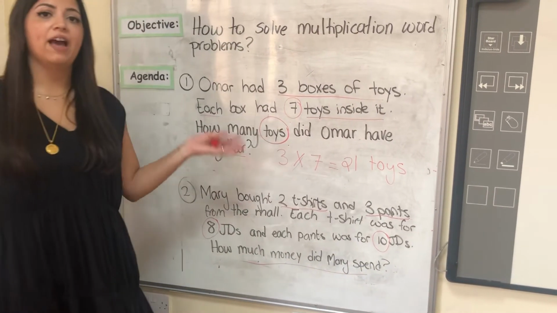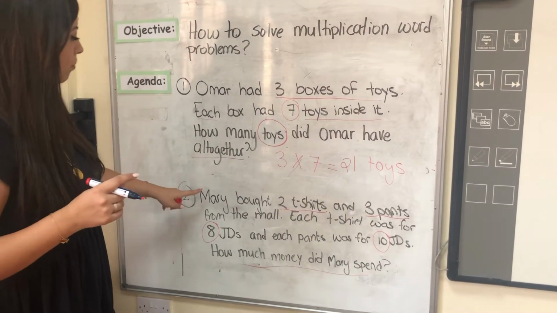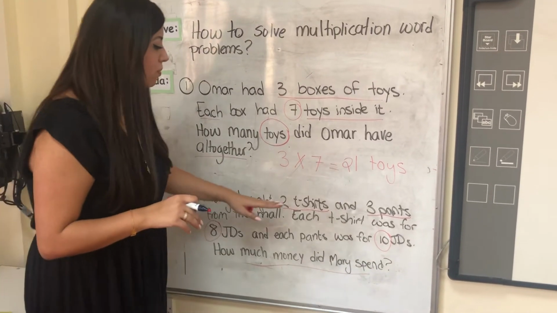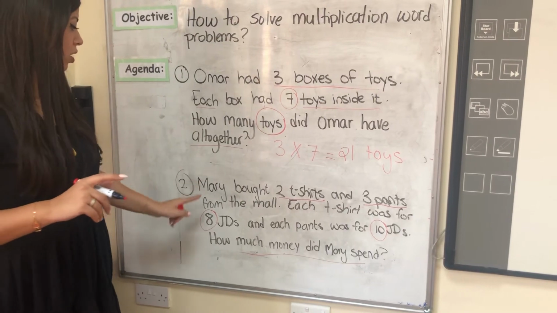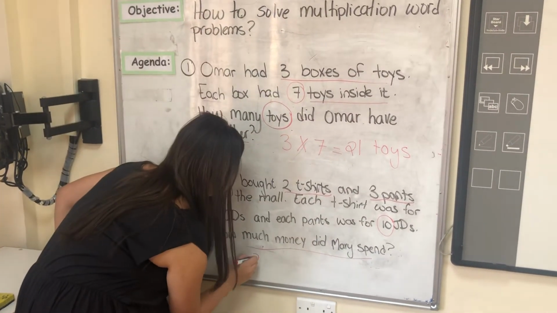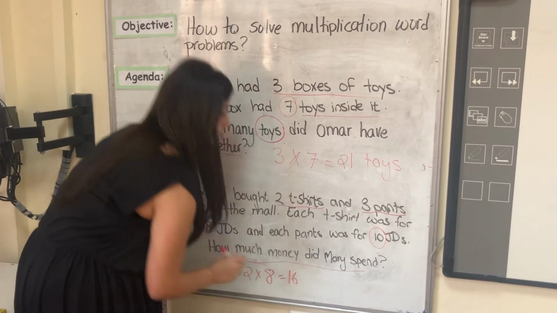So here I'm going to take everything she spent and calculate it and multiply it to add it. Now, Mary bought 2 t-shirts. Let's focus on the first item she bought. I know that she bought 2 t-shirts. Now, in my word problem, it told me that the 1 t-shirt was for 8 JDs. So here I take the 2 and I multiply it with 8. This gives me 16 JDs.